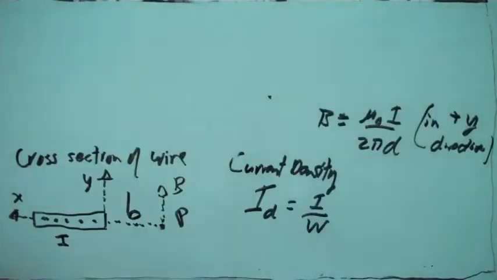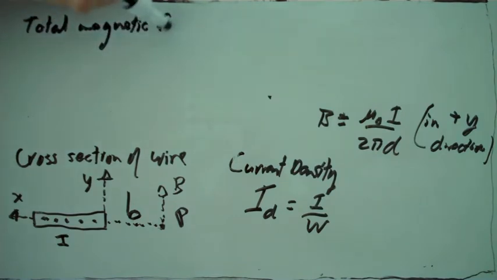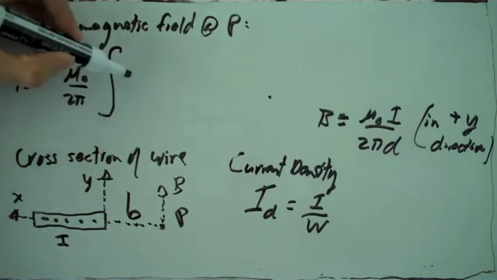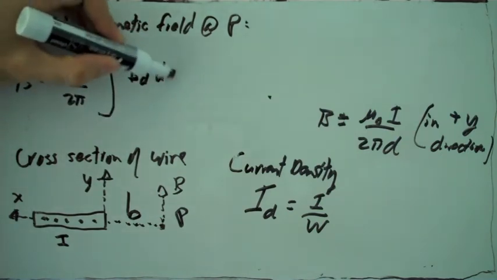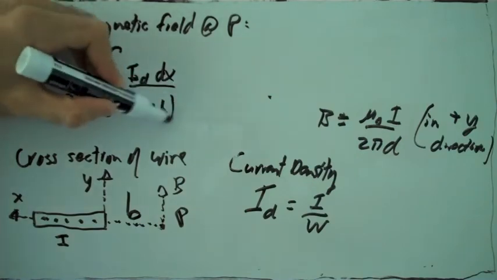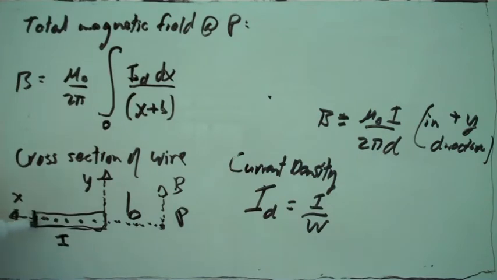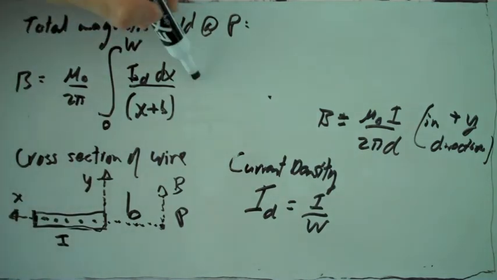And now we have to sum up the contributions of all these infinitely thin wires. So the total magnetic field at point P is the integral of the fields produced by all these infinitely thin wires, where the current of each wire is just the current density times the thickness of that thin wire. And we integrate from x equals 0 to x equals w, which is the thickness of this wire.